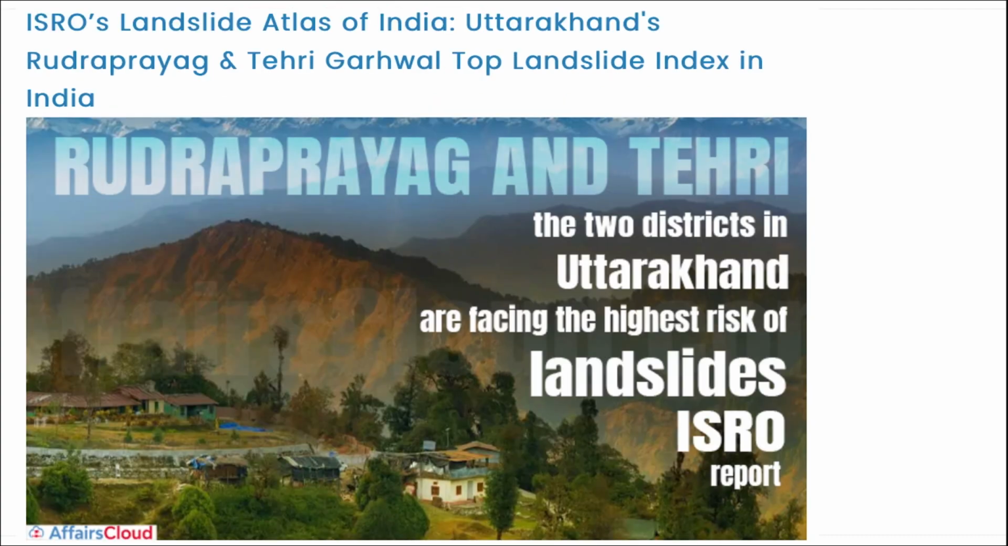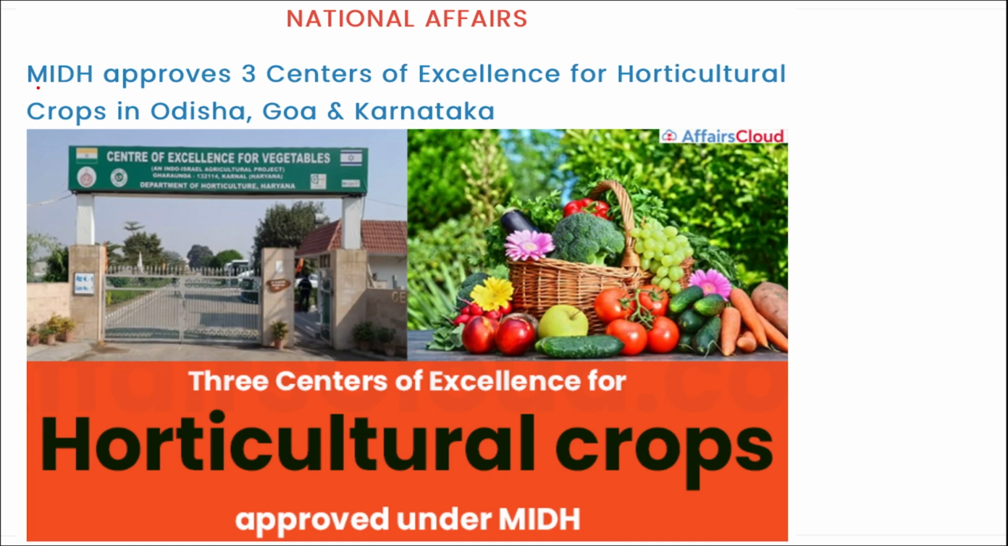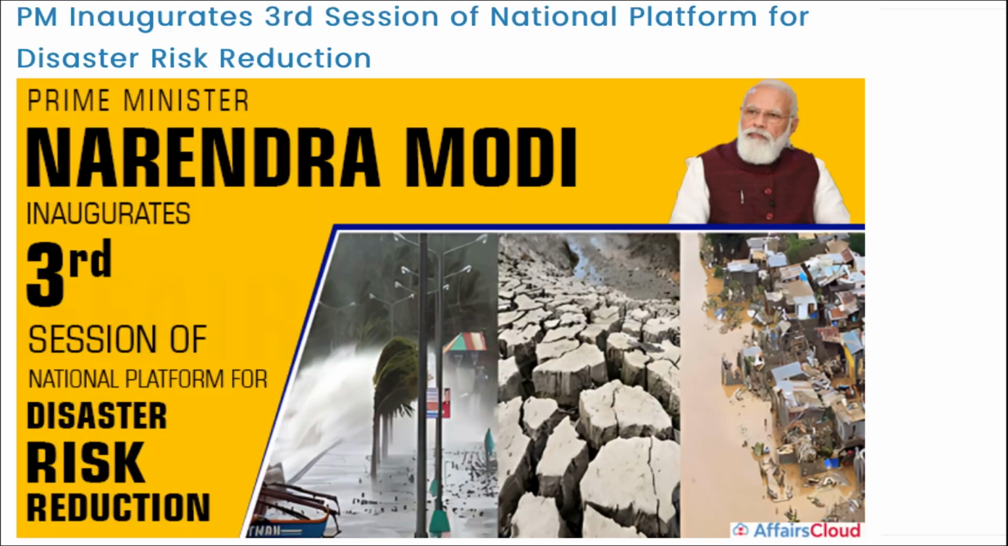Next, ISRO released data which stated that in Uttarakhand, Rudraprayag and Tehri Garhwal are the top landslide index districts in India. Next, MIDH has approved 3 Centers of Excellence for Horticulture Crops in Odisha, Goa and Karnataka. I repeat, MIDH has approved 3 Centers of Excellence for Horticulture Crops in Odisha, Goa and Karnataka.